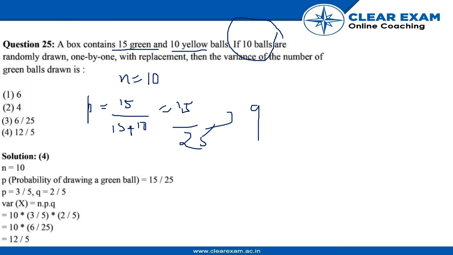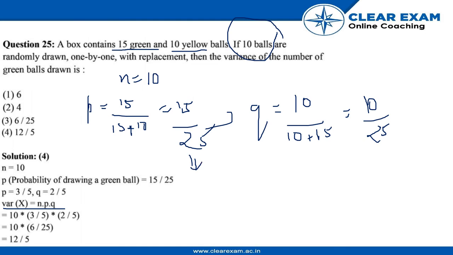Similarly, we have to calculate q, and q is the probability of drawing a yellow ball, and that would be 10 upon 10 plus 15, that is simply 10 by 25. Now we got the values of n, p and q, so we can simply calculate the variance by the formula n into p into q, and further you can simplify these terms, so p can be equal to 3 by 5 and q can be equal to 2 by 5 simply.